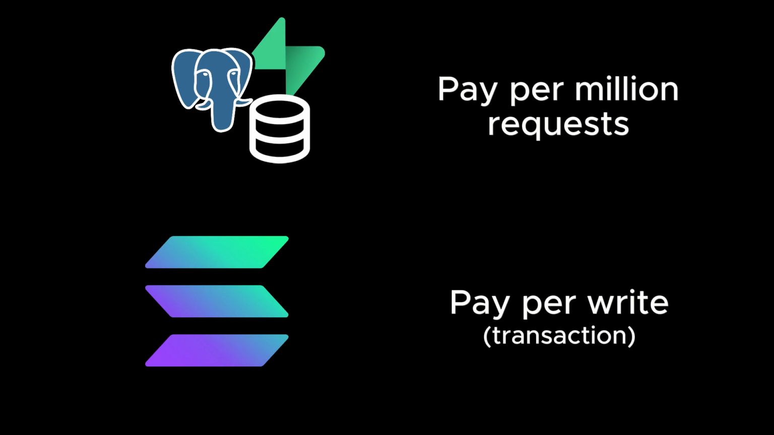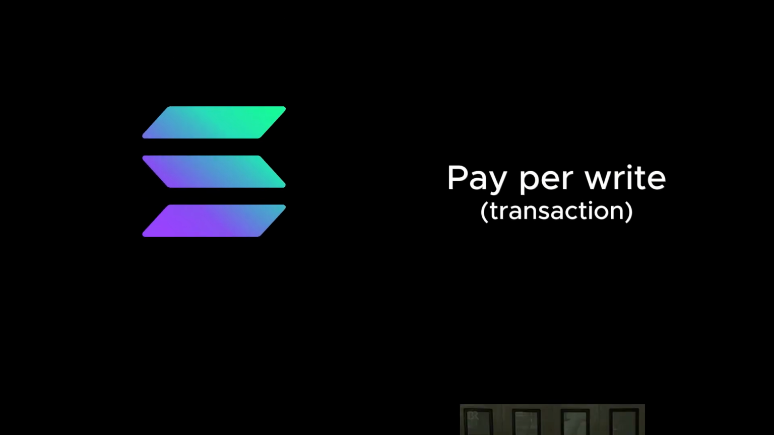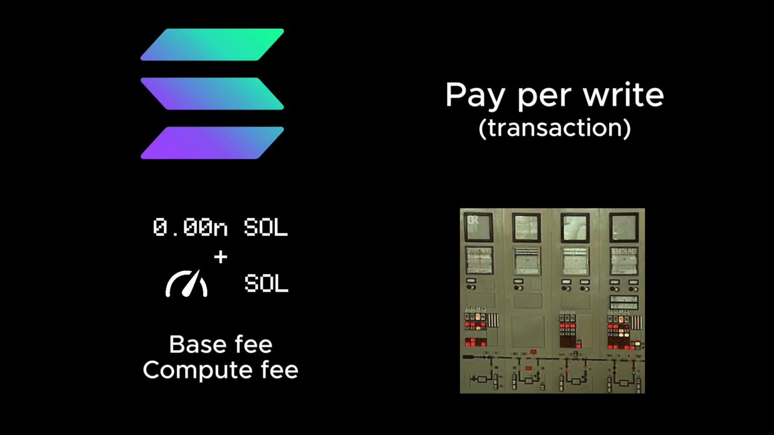Writing, on the other hand, is a bit different. On traditional backends, you likely pay per million requests. On Solana, you pay per write, or transaction. The fees of a transaction are made up of two main parts: a static base fee that's the same for all writes, and a compute fee based on how many resources your transaction takes up.